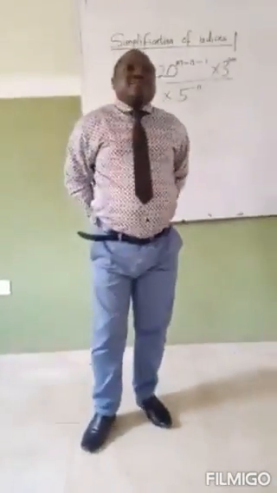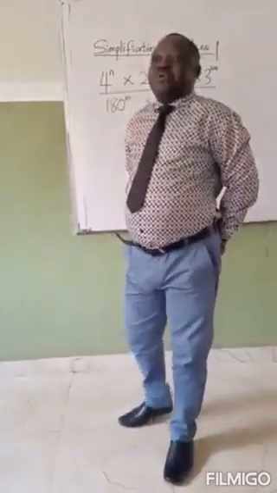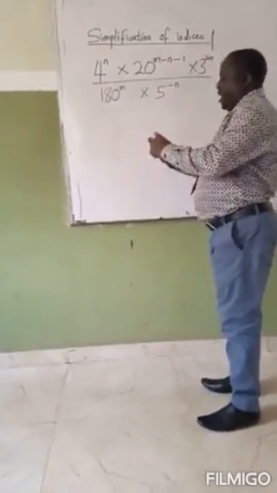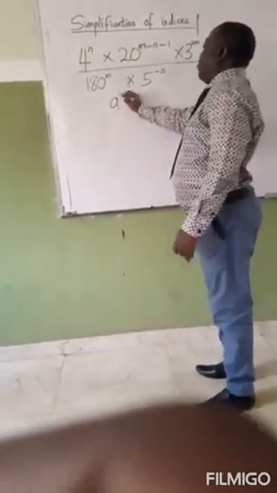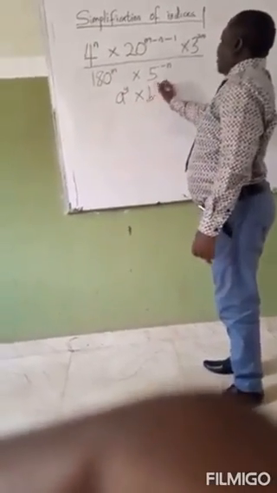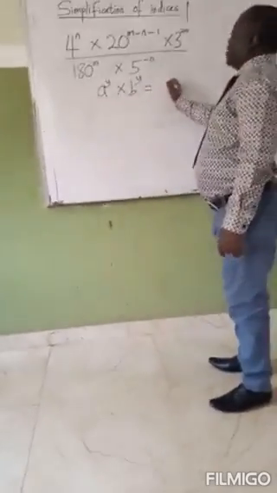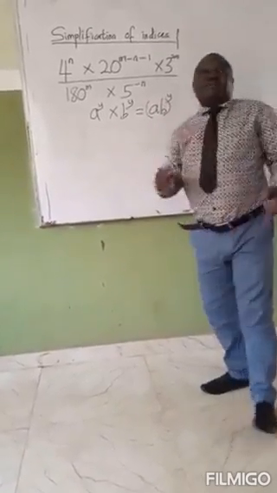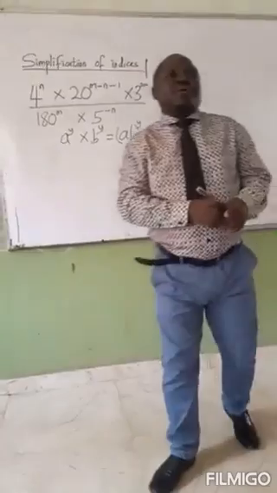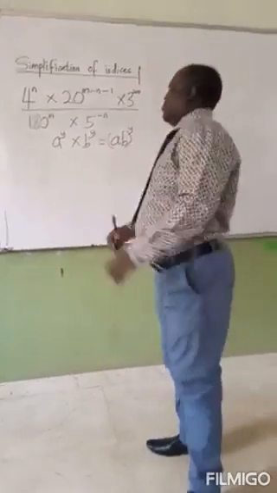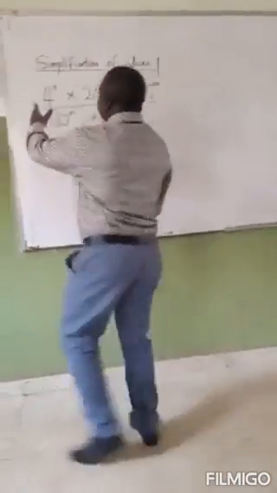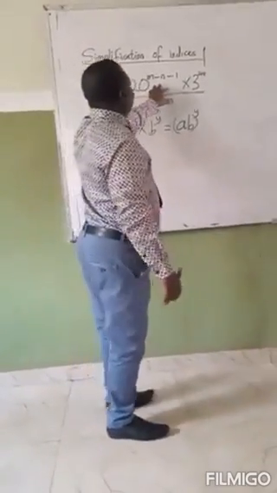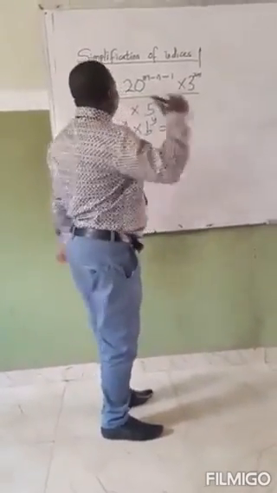In my last video, I solved a question on indices based on the principle that a raised to power y times b raised to power y is the same thing as ab raised to power y. So this afternoon, I want to solve a similar question. As we have on the board, 4 raised to power n times 20 raised to power n minus 1 times 3 raised to power 2n.